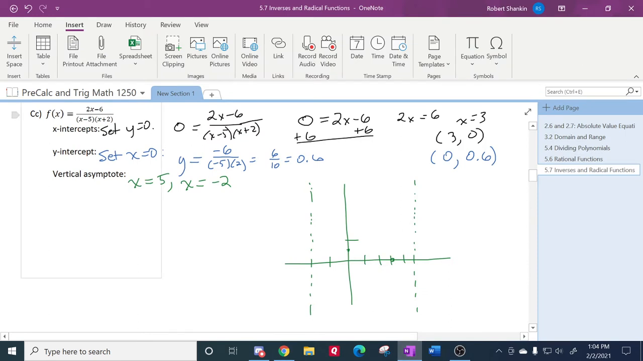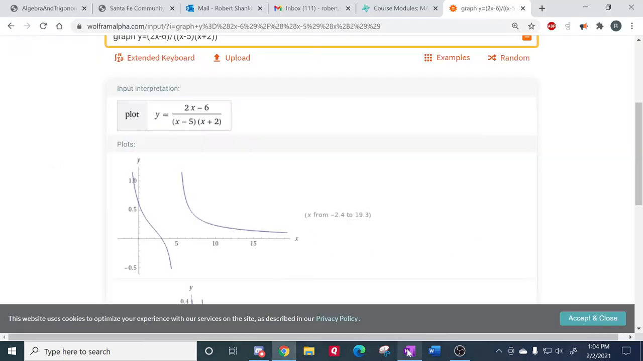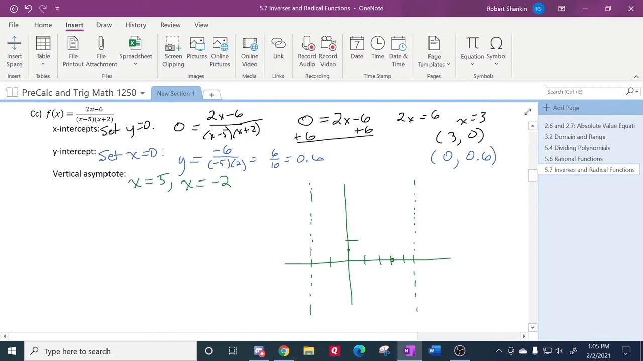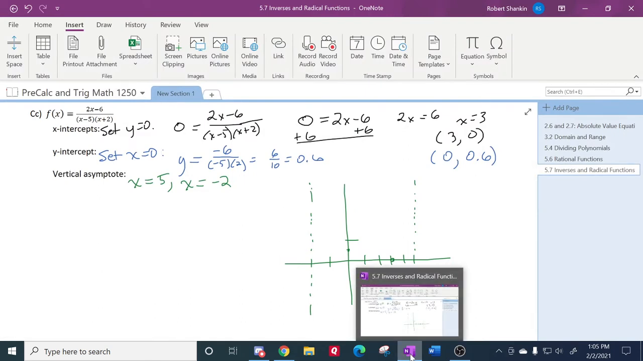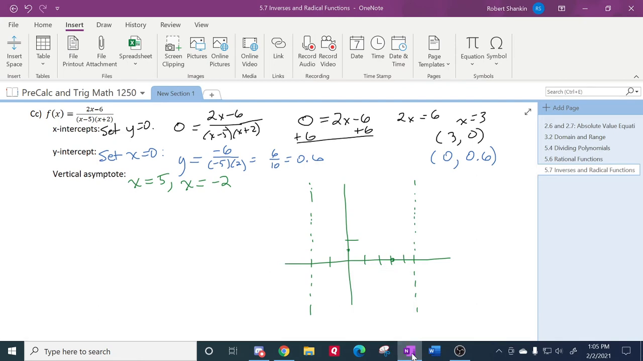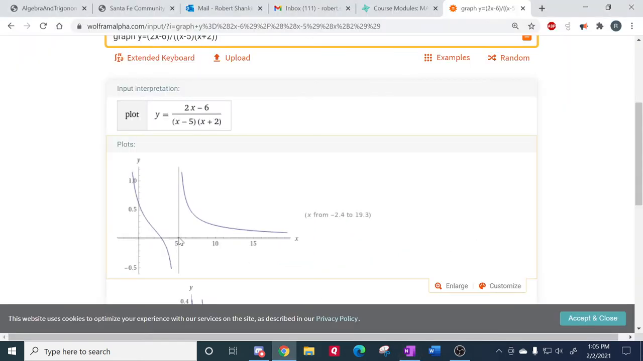Alright, so it looks like my function now, and it should have an x-intercept at 0.6, an x-intercept at 3, and a y-intercept at 0.6. That looks right. And it should also have vertical asymptotes at 5 and negative 2, these two vertical asymptotes. At 5, yep, it looks like it. And negative 2, yep, looks like it. So it all confirms with this.